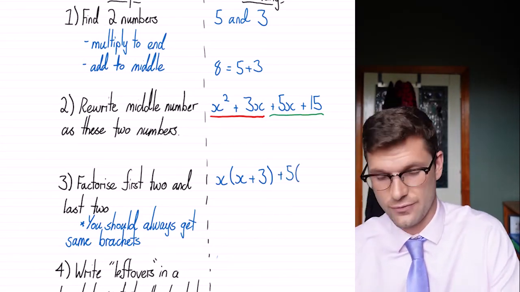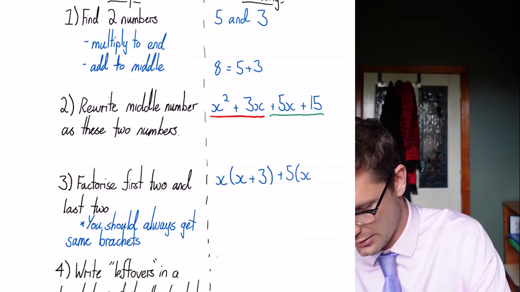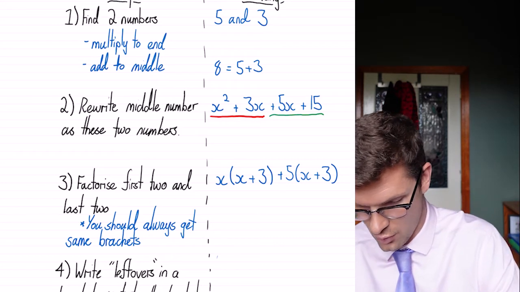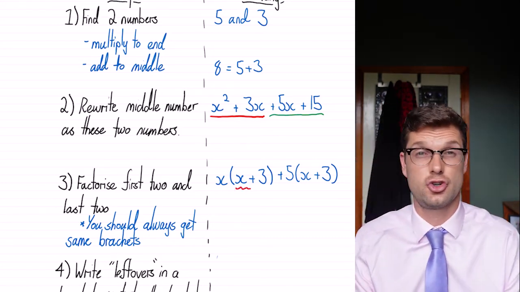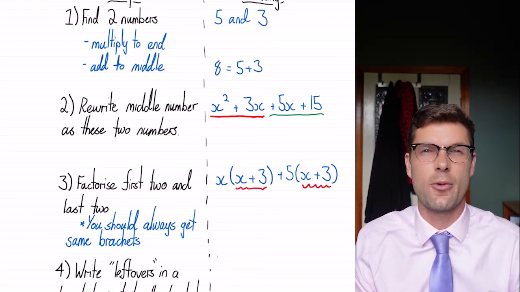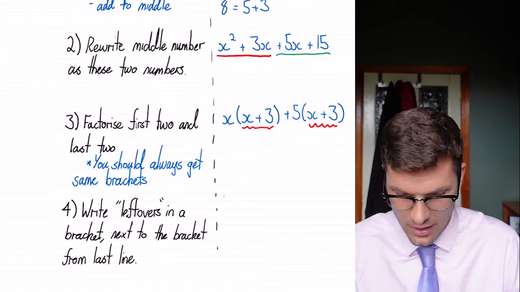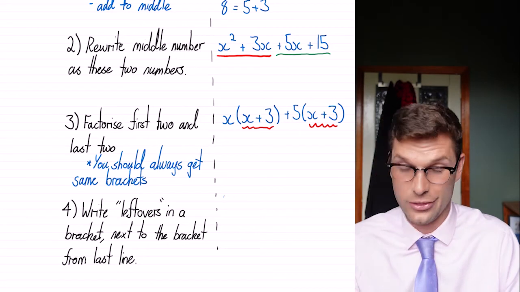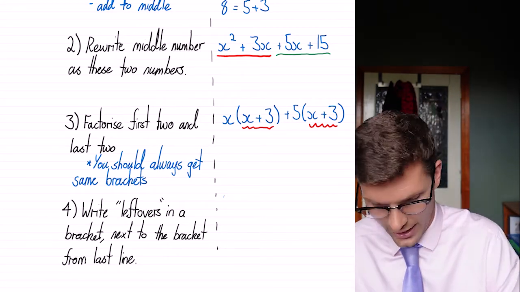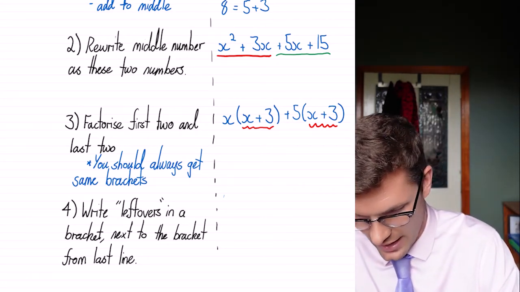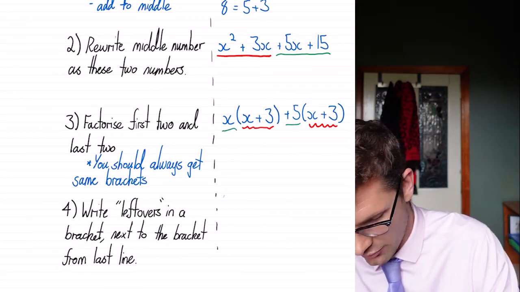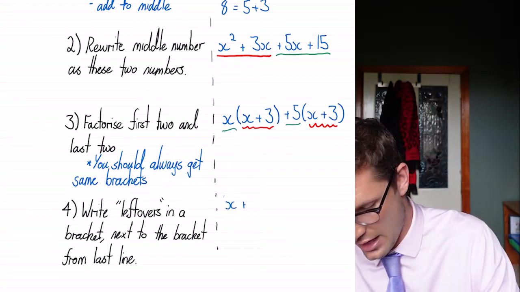And we're left with x plus 3. This is good news because we said that our brackets should be exactly the same, so we know we're on the right track. Then our last line of working is that we write down the leftovers in their own brackets. So we've got x on the outside and plus 5 on the outside. So we're going to write x plus 5.